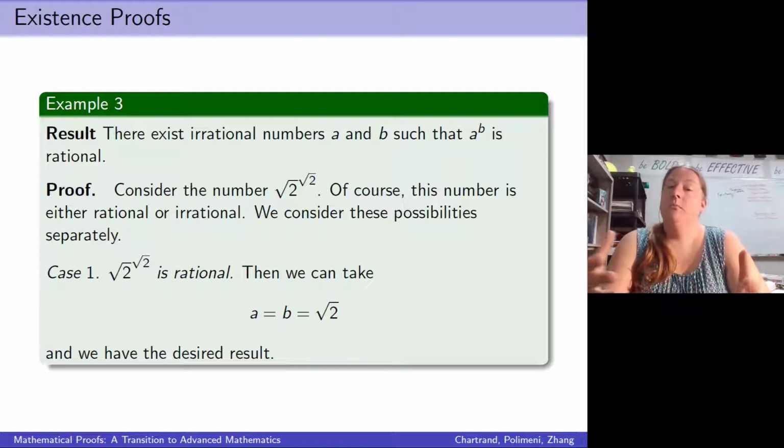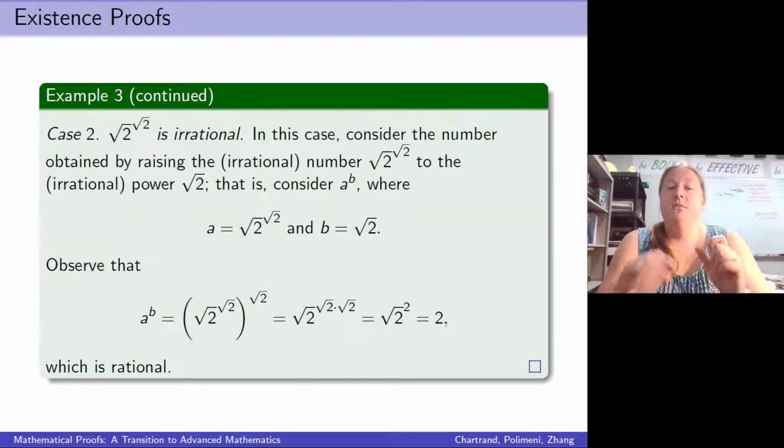So I know it has to be one of the two. So what we do is we break it into cases. The first case is that square root of 2 raised to the square root of 2 power is rational. Well, then we have two irrational numbers. One of them raised to the other one is a rational number, and that's the result. So our example that proves the existence is square root of 2 raised to the square root of 2 power.